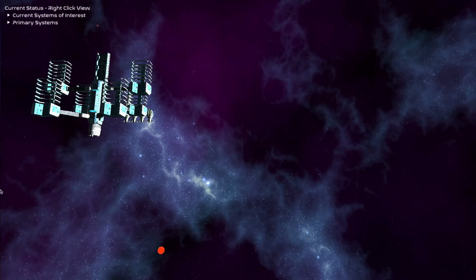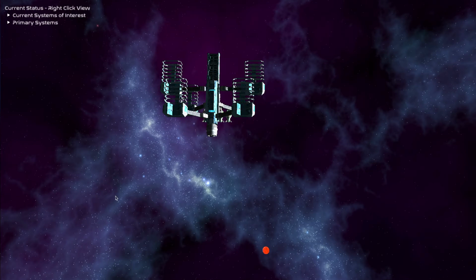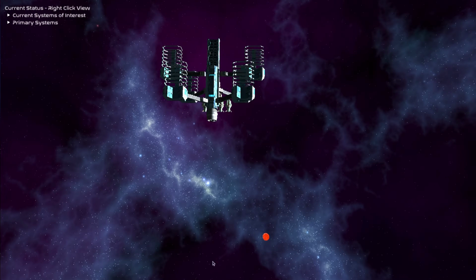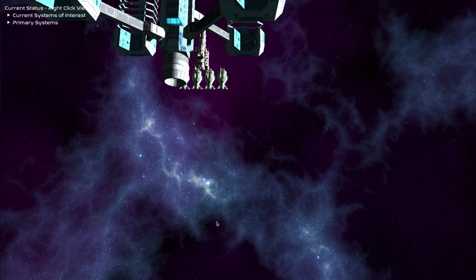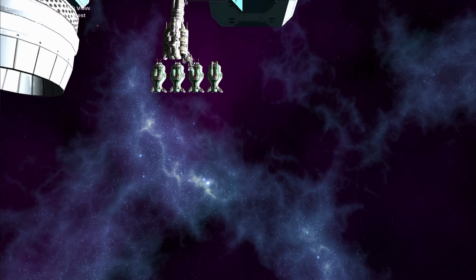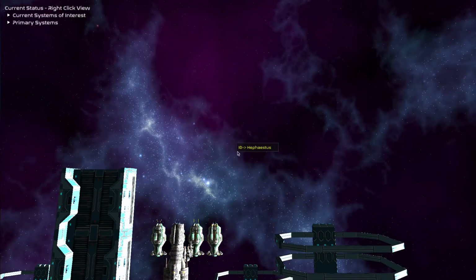Groups can be combined into new groups, and a unit can be a member of multiple groups. A group can also be allocated to one of the 10 number keys for fast access. Practice moving your units around in this sector. A number of derelict ships have been provided to practice with.